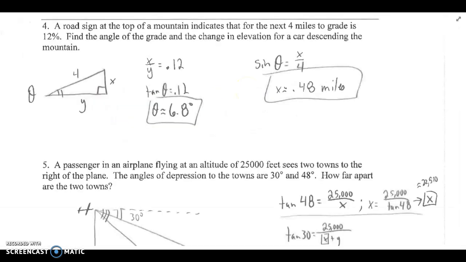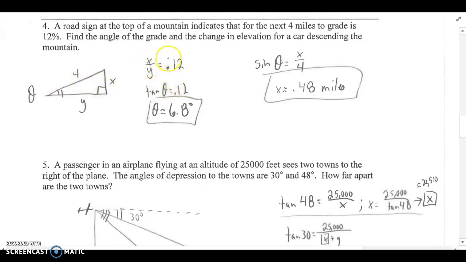Problem number 4, we don't normally see this terminology in our math problems, but it's what you would see if you're actually out in the mountain. It says a road sign at the top of a mountain indicates that for the next 4 miles, the grade is 12%. So that means x over y is 12% or 0.12. In terms of trig, we would say that the tangent of theta is equal to this x over y. So that means the tangent of theta must be equal to 0.12.